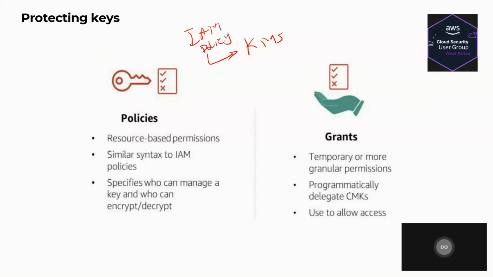Option number two is to use something called resource-based policy. So resource-based policy is where we configure the policy on KMS itself. Only a few services in AWS support resource-based policy. KMS is one of those services, right? So we can either use IAM policy or resource policies to define who has permission to access the keys that we have in KMS, right?